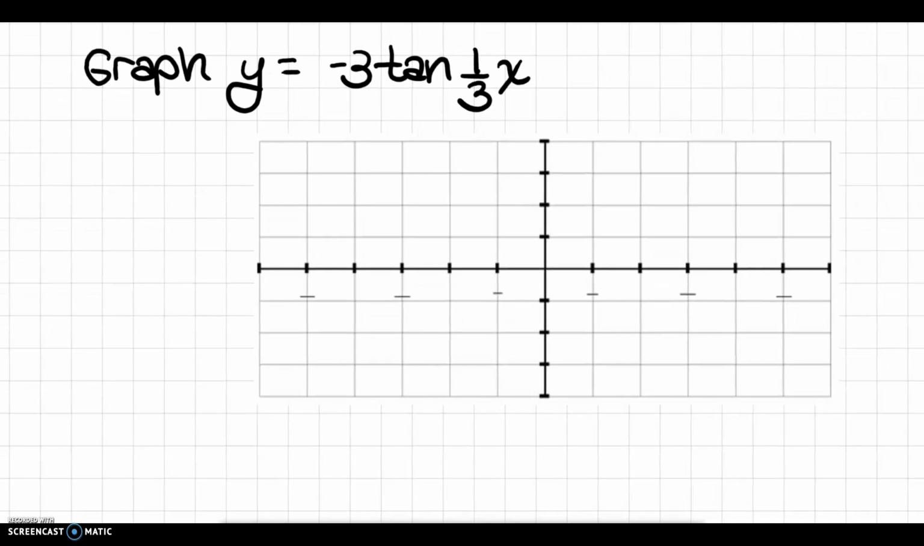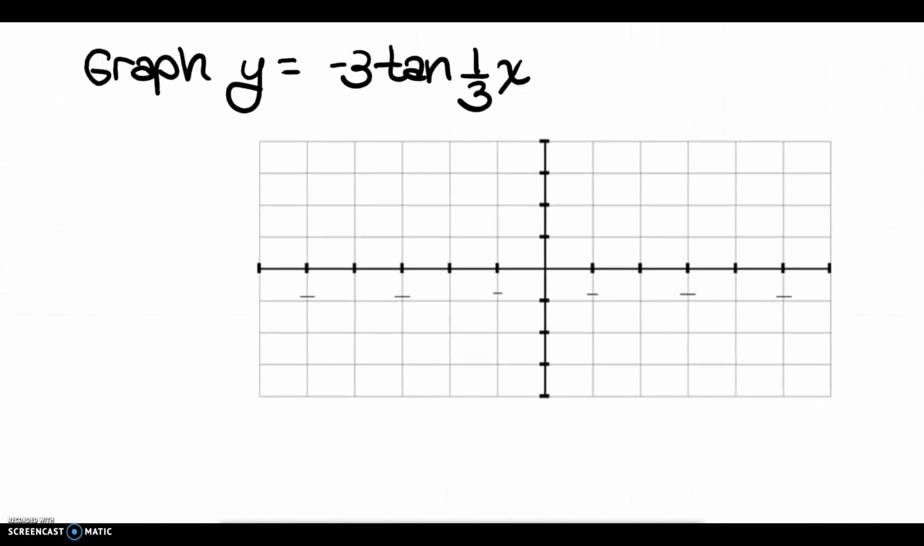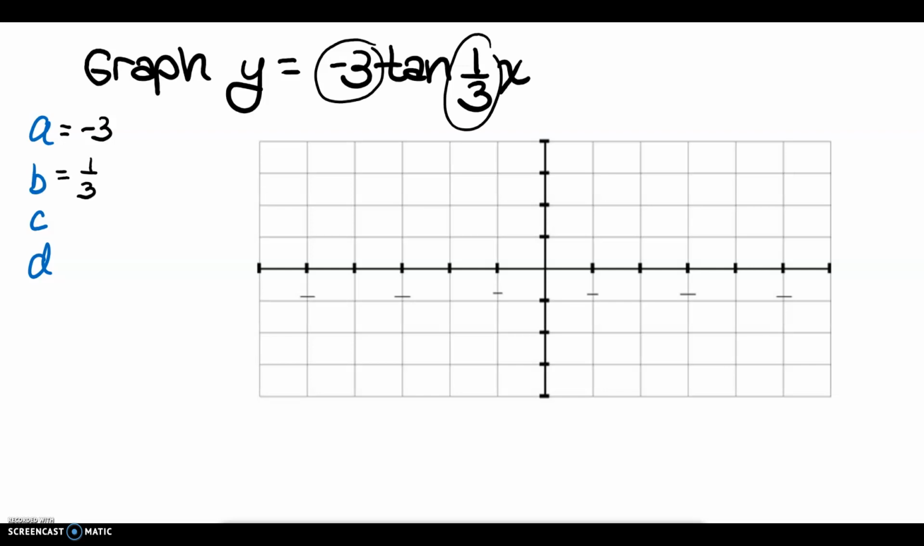The next example looks like it has a stretch. All right, so let's go ahead and locate our A, B, C, and D. And what does A equal? A is the number in front of tangent, so A is going to be -3. B is the number in front of X, so that's going to be 1/3. C is our vertical shift, and we have none. And D is our horizontal shift or phase shift, and we have none.